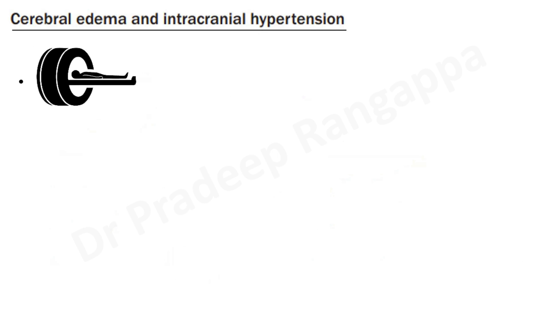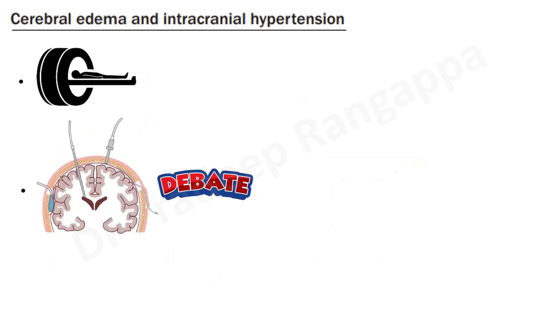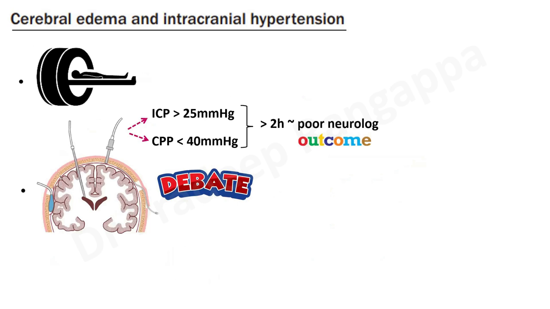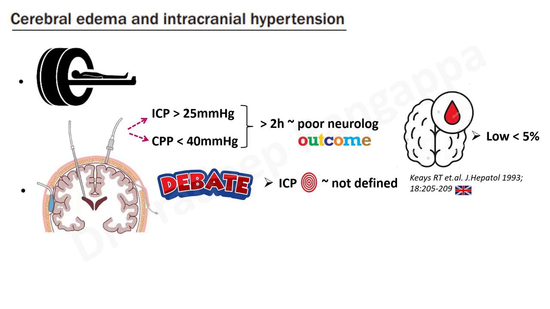Anyone who is getting encephalopathy is at risk of developing cerebral edema. So one has to do a CT brain to ascertain whether they are at risk of developing intracranial hypertension and cerebral edema. There's a huge debate about the role of ICP monitors, and this is hugely debatable. It is shown that in someone with encephalopathy and worsening brain edema, if intracranial pressure is more than 25 or CPP less than 40 for more than 2 hours, it is shown to have poor neurological outcome in patients with acute liver failure. But the problem is, there are no clear ICP targets that are defined for acute liver failure.